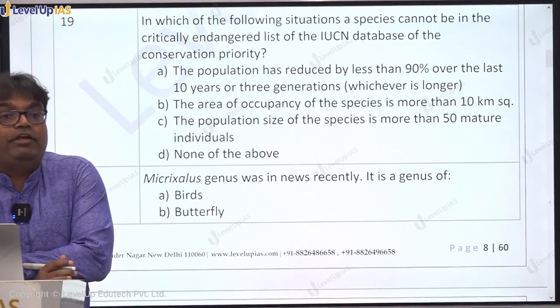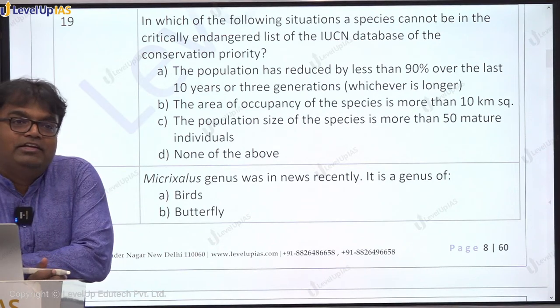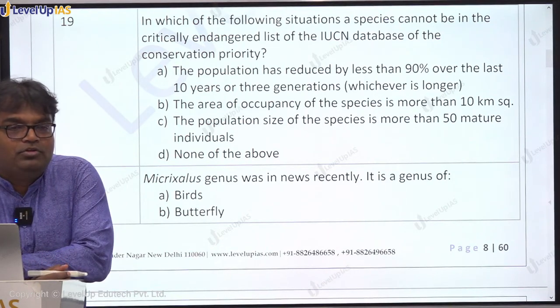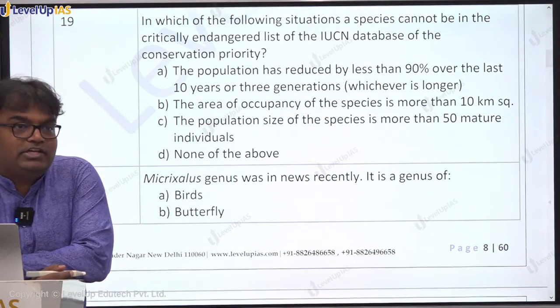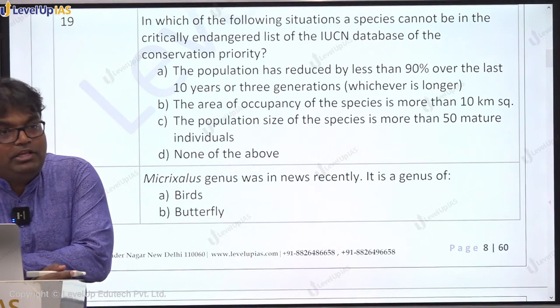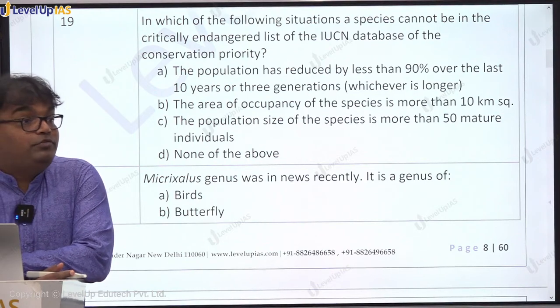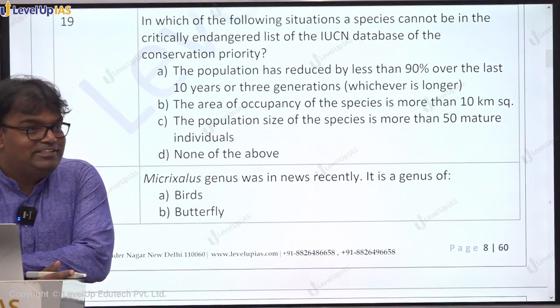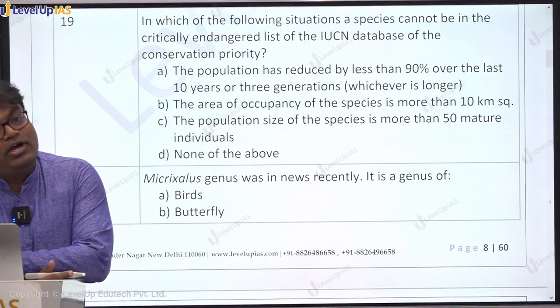We had studied five criteria on the basis of which an organism may be defined as critically endangered. Hai na? So there were different criteria. There was one population-only criteria also. If the population is less than 50, then it is critically endangered. But even if the population is 1 billion, let's say, but if you have lost 90% of the population in the last three generations, then you are critically endangered.